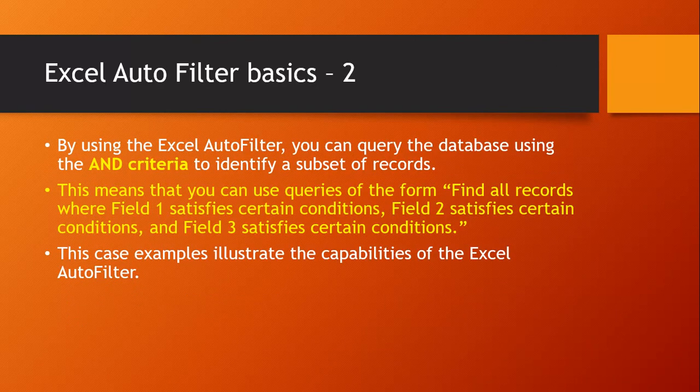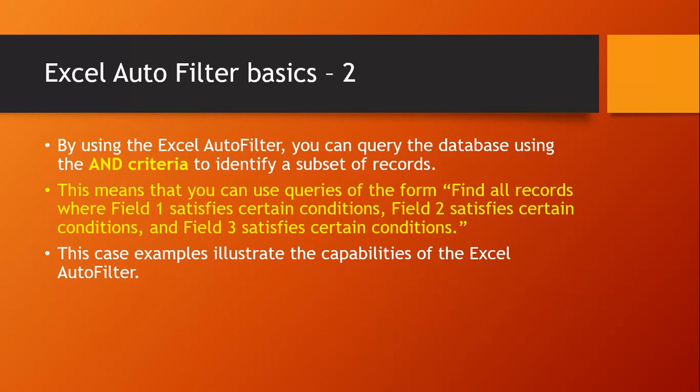By using the Excel AutoFilter, you can query the database using the AND criteria to identify a subset of records. What does this mean? Let me explain. You can use queries of the form to find all the records where field 1 satisfies a certain condition, field 2 satisfies a certain condition, and field 3 satisfies a certain condition. Imagine you have a field product. I say extract all the transactions in which the product is lipstick and the name of the salesperson is Zaret. All the transactions in which Zaret sold lipstick will be the outcome of our filter query.